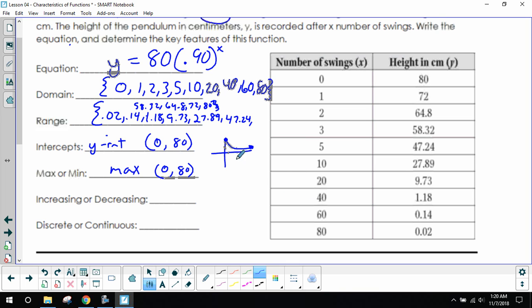Increasing, decreasing, it's obviously going down, so it's decreasing. Discrete or continuous, we're counting swings. So what I really need to do is put dots through here, don't I? Because we want to make sure we're right. So I would argue there's dots through here to represent number of swings, to make it discrete.